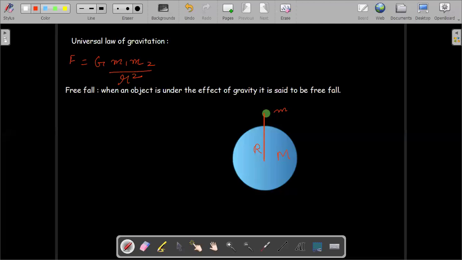As we can see here, this small mass m is attracted towards the earth. Okay. So which force is attracting it towards the earth? The gravitational force. Gravitational force.